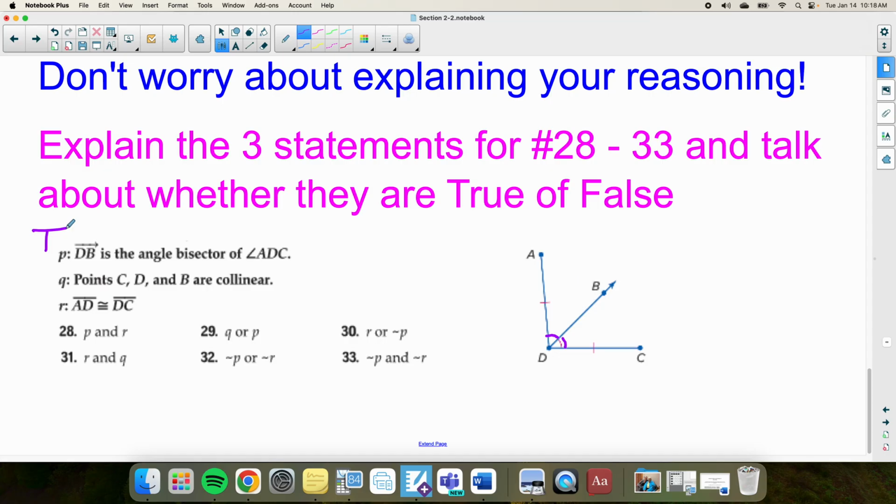For Q, it says C, D, and B are collinear. Do you remember what collinear means? On the same line. Are those three on the same straight line? No. So this one is false. Collinear, they'd have to be on the same straight line. And then the last part is AD congruent to DC. Is it? Yes. So this one is true. So when you get to 28 to 33, that just shows you what the truth values are for those.